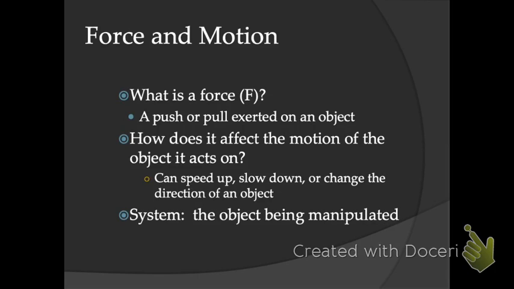These are two vocabulary words that I just want you to be a little bit familiar with. Your book uses these terms. I won't use them a whole lot, but I want you to be aware of what they mean. The system is the object that is being manipulated. It's the one that is being changed. And then the agent is the object that's causing the force. Okay, it's the reason that something is happening.